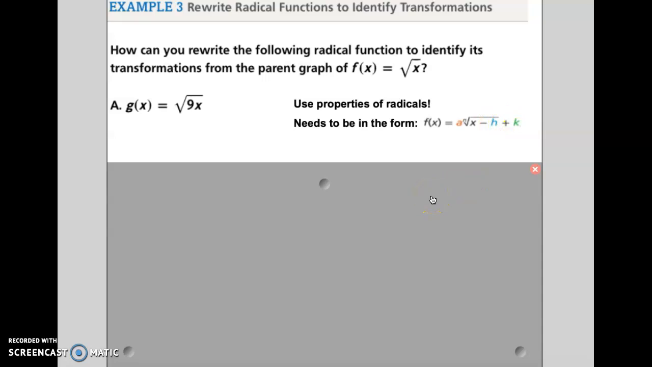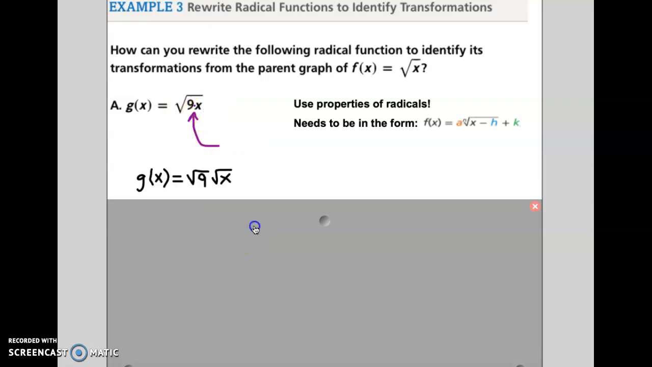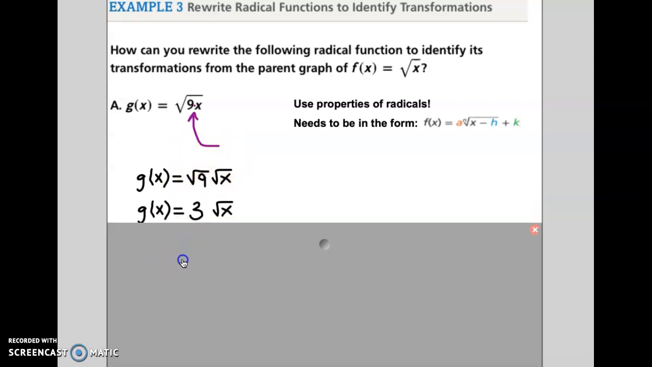The biggest thing that we need to remember about properties of radicals is this multiplication. Anytime that we are multiplying under a radical, like the square root of 9 times x, we can rewrite it and separate those terms underneath the radical. So I can rewrite this as the square root of 9 times the square root of x. And what this allows me to do is now take the square root of 9. So what is the square root of 9? That's 3. And now my equation says 3 square root x.